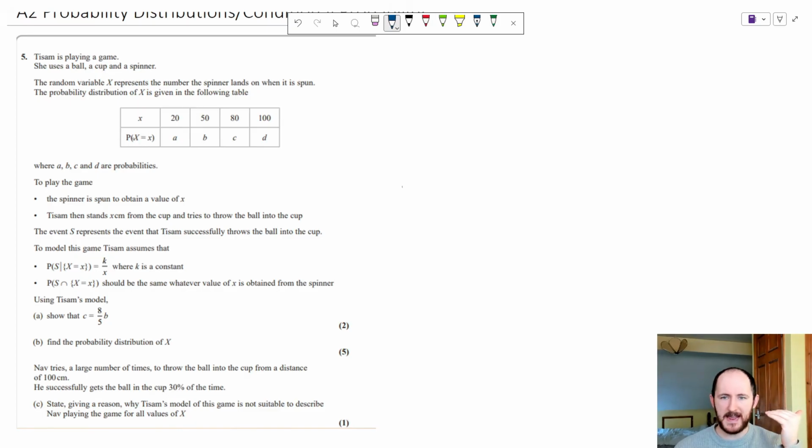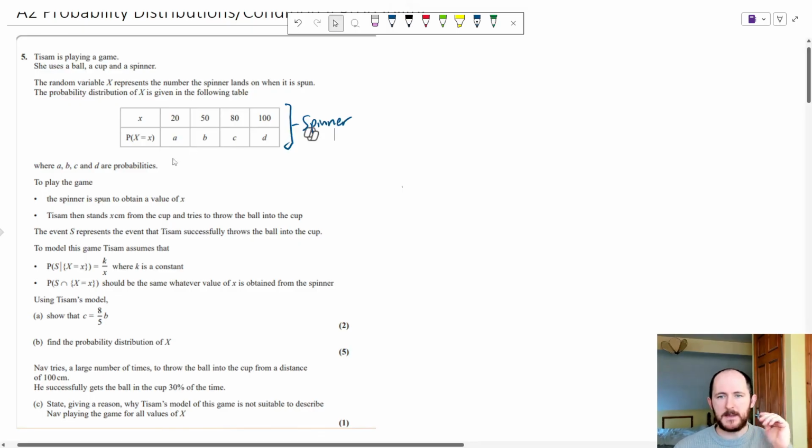So the variable x is the spinner, okay? So I would probably, in the exam, label this as, here's my spinner stuff, okay? A, B, C, and D are probabilities that we don't know, so you can probably guess what the question's going to be. But to play the game, you spin the spinner to get a value of x, so either 20, 50, 80, and 100, a very weird spinner. And that gives you a probability. You then stand that distance from the cup and throw the ball into the cup.